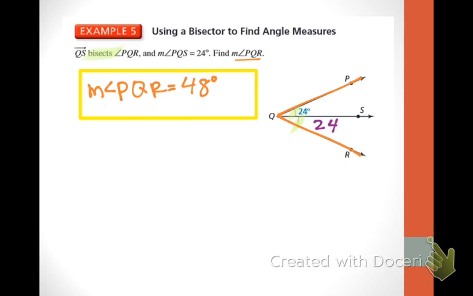But why could I say this bottom angle was 24? Because it's half, it says bisects, and because these arcs tell me that they're literally the same.